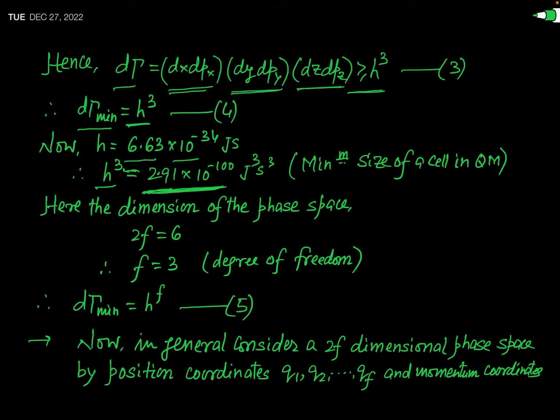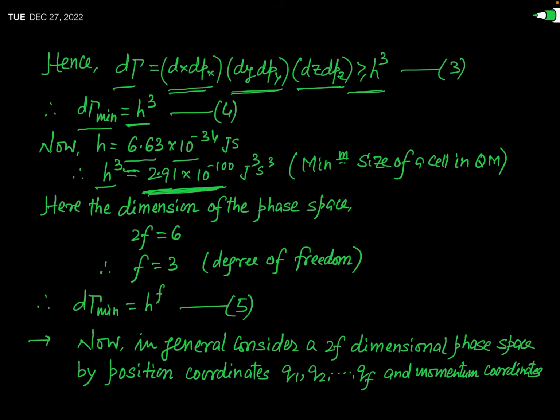So the classical result says the minimum size of a phase cell is just 0, and according to quantum mechanics the minimum size of a phase cell is in fact h cube. But these two values are not very different practically. Effectively, this number can be taken as 0. So this classical result and this quantum mechanical result are not very different.